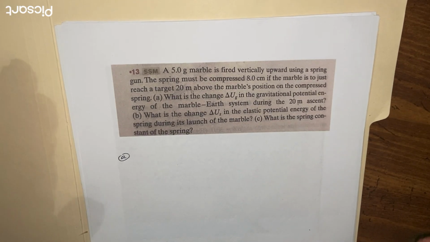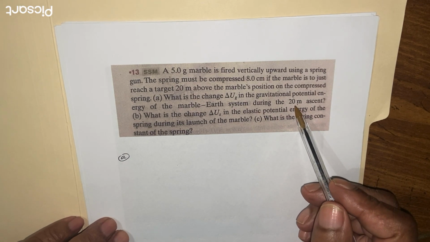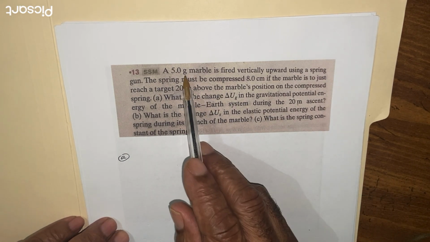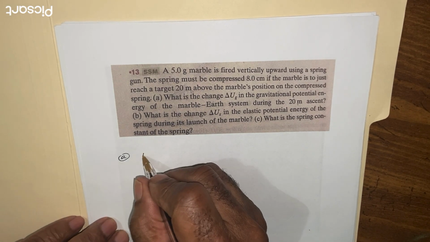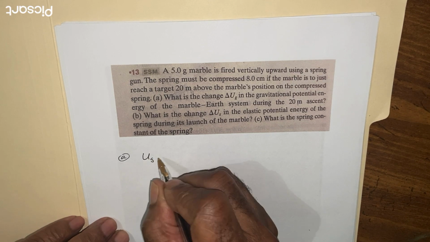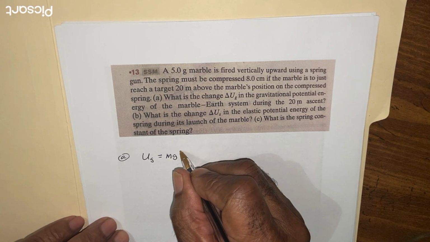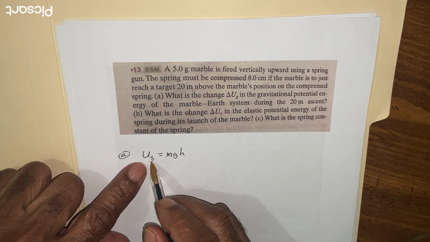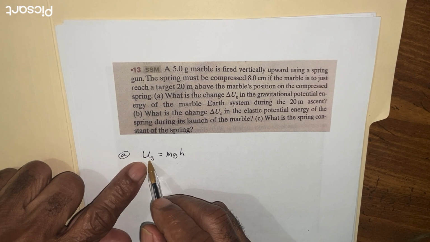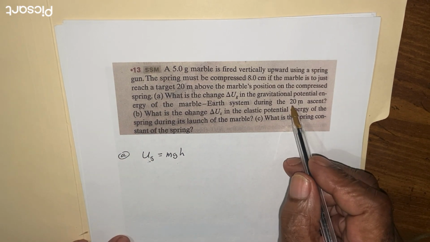we don't need any knowledge of the spring to solve A, because we know that it ascends 20 meters and we have the weight of the marble. And we know potential energy as it deals with gravity is equal to mgh. The potential energy is stored in the gravitational field at 20 meters.